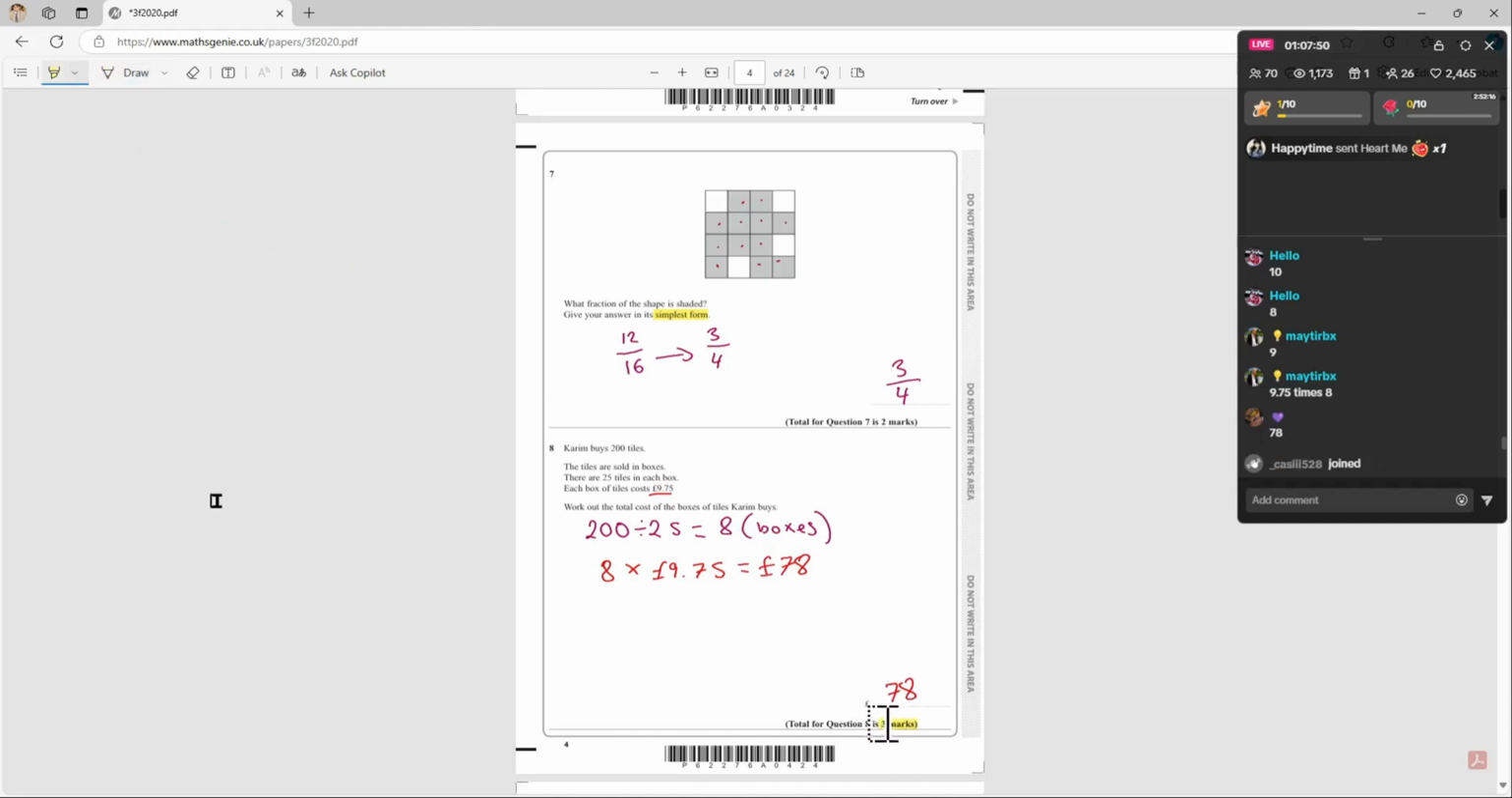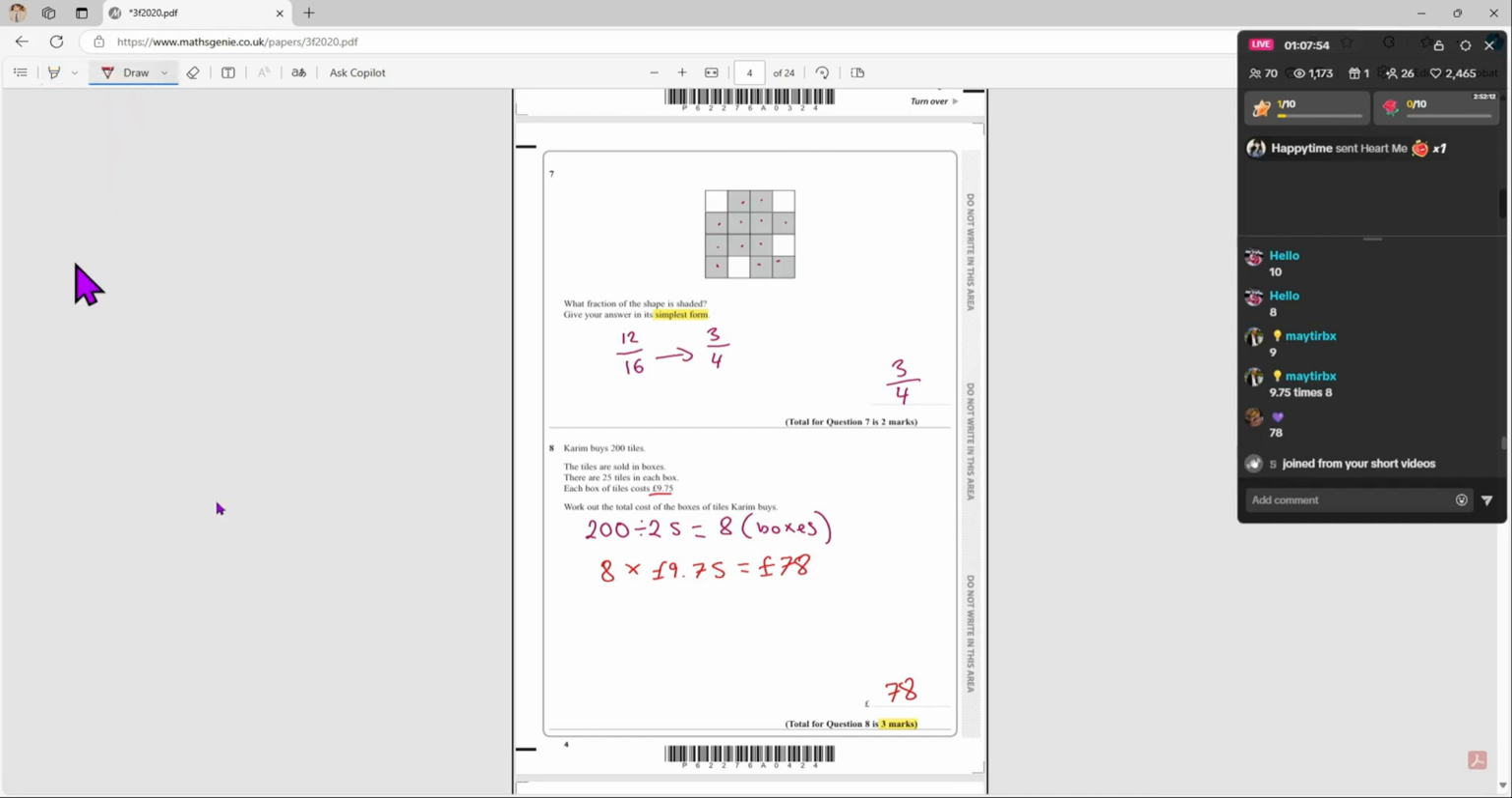This question was worth 3 marks. Worth 3 marks, guys. So well done.